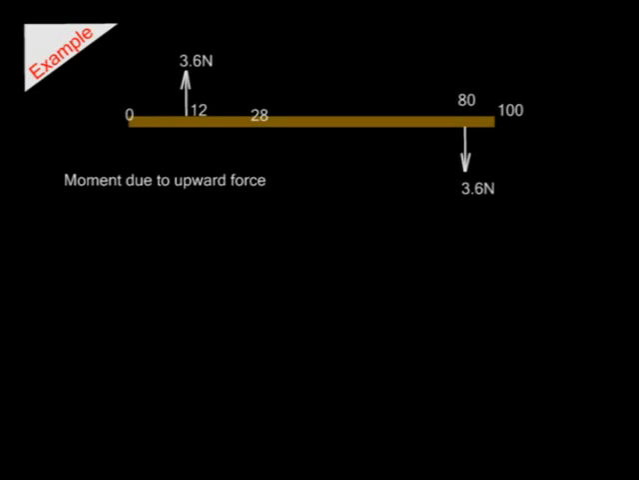Moment due to the downward force is 3.6 times 0.52, again force times distance, which gives us 1.872 Newton meters. Total: 0.576 plus 1.872, which is 2.448 Newton meters.